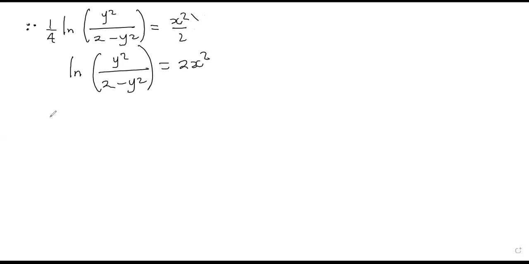Yeah, so after reaching here, now I'm having this. But how are the e's coming out? With this, now you introduce e on both sides. So it means that you have y squared over 2 minus y squared is equal to e power 2x squared. When you introduce e on both sides, the ln goes away.